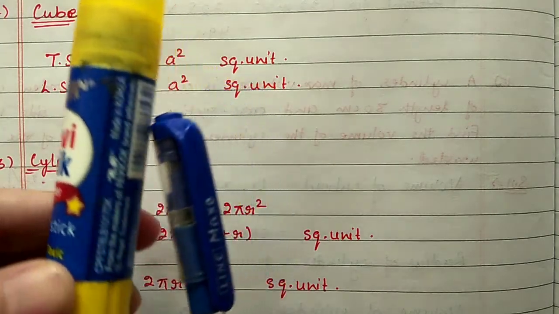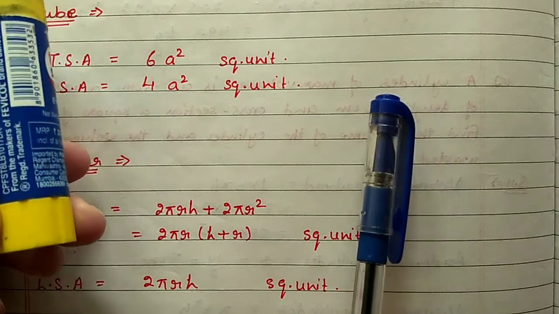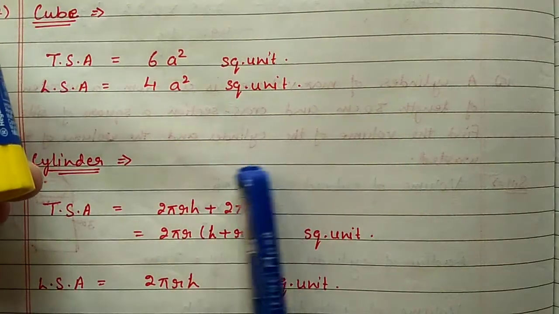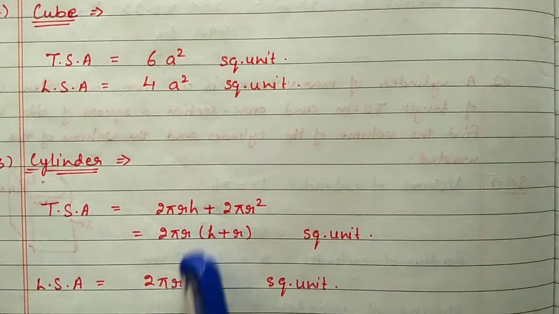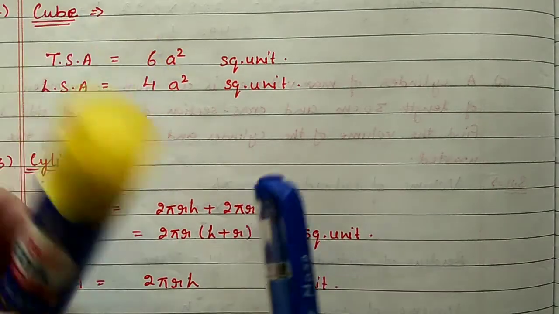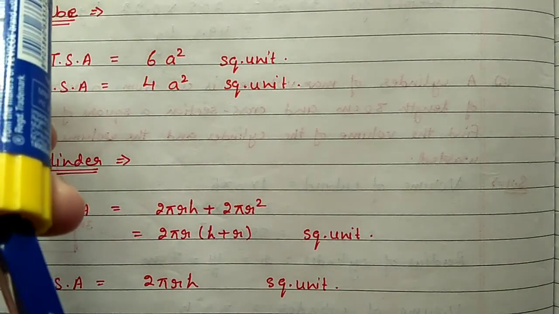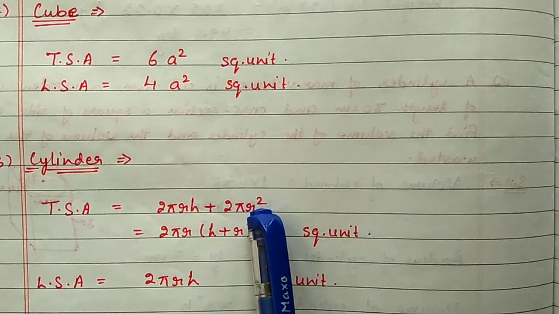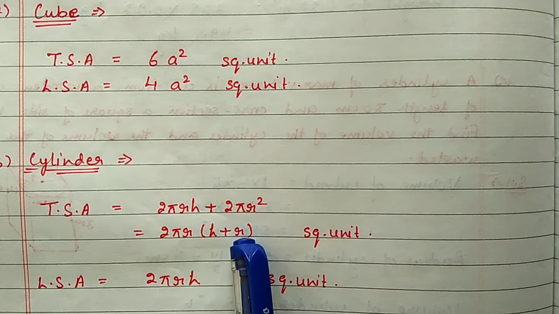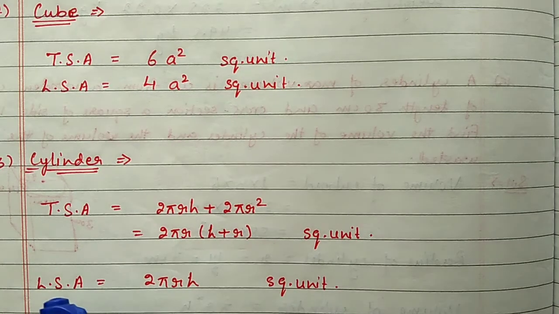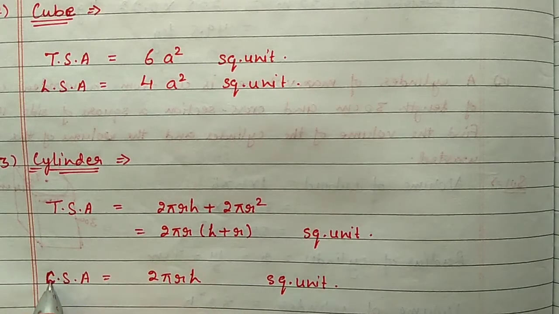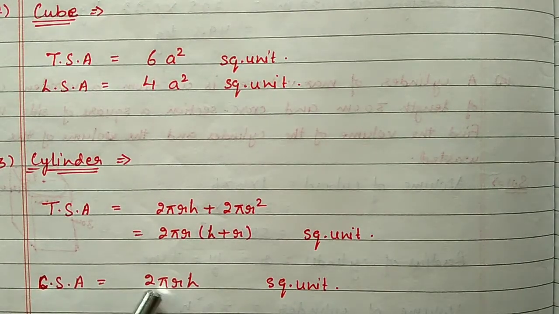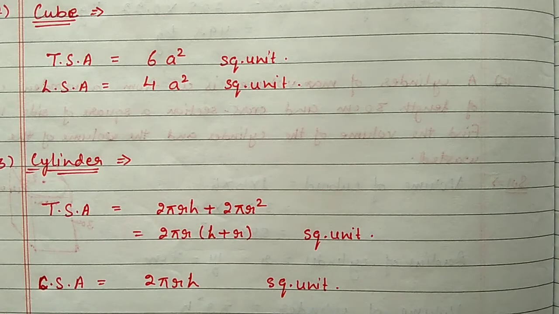Imagine if we cut it from here and open it, we will get a rectangle, and for that rectangle the length will be 2 pi r and the breadth is height. So area will be 2 pi r h. And top and bottom: this is pi r square and this is also pi r square, and if we add we will get 2 pi r square. So this is the formula for total surface area of a cylinder. And for lateral surface area, only the curved surface area, we use the word curved surface area. When the surface is curved, then we should use curved surface area. For that, 2 pi r h square unit is the formula.